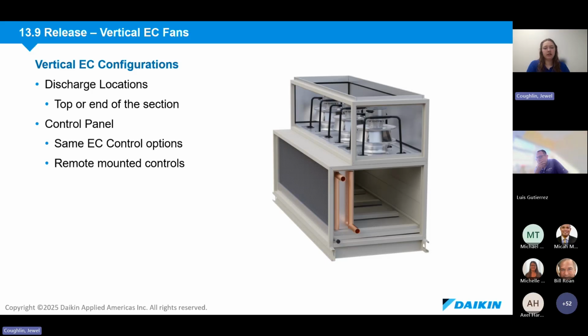And because we have to maintain a full access door on the top fan section as well as the bottom coil section for servicing both the fans and the coils, we won't be able to mount the control panel at the factory. So the only option that we have for control panels on this configuration would be a remote mount with field wiring. But overall, this vertical configuration gives you a lower footprint solution when you have available vertical space but limited horizontal space in your project.